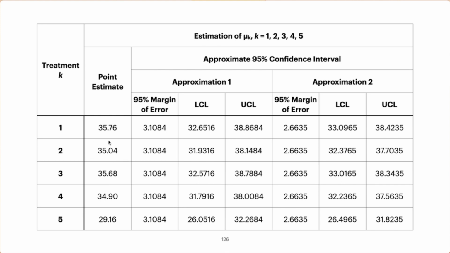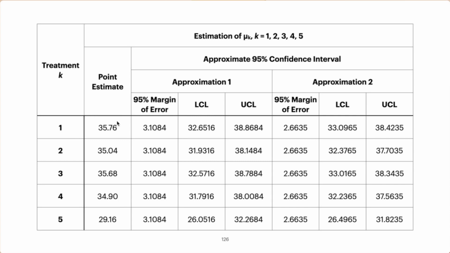And then for treatment B, we have the estimated treatment mean of 35.04. 35.68 for the estimate of the treatment mean 3 or treatment mean C. For treatment mean 4, equivalently treatment mean D, we have a point estimate of 34.9. And then for the, remember this is the control, treatment 5 or treatment E, the treatment mean for that treatment is 29.16. And you can see that's quite a bit different than the others. The other 4 treatments are active treatments.